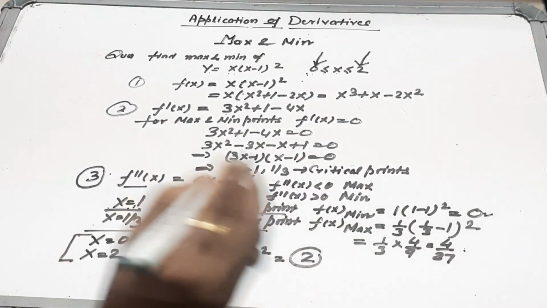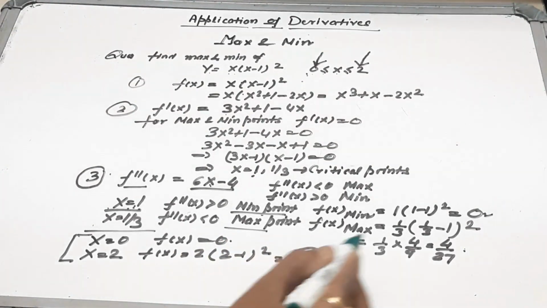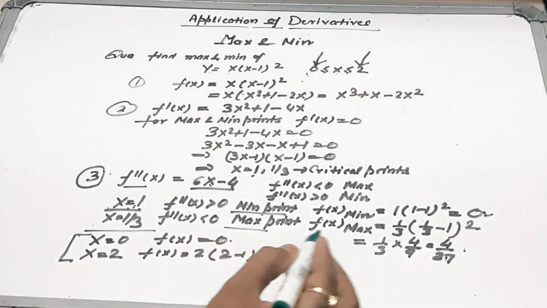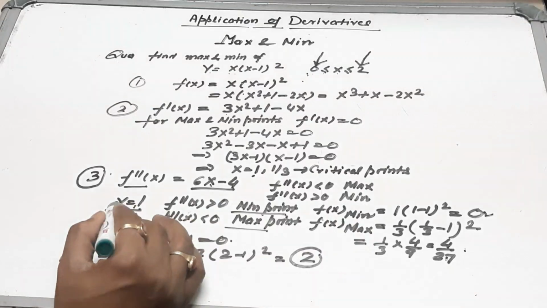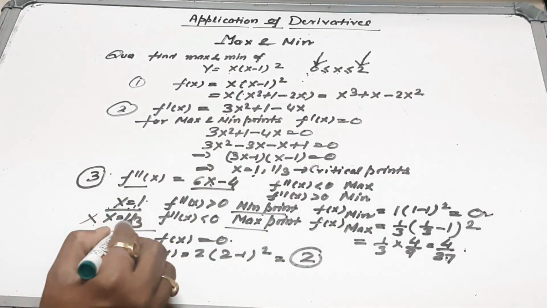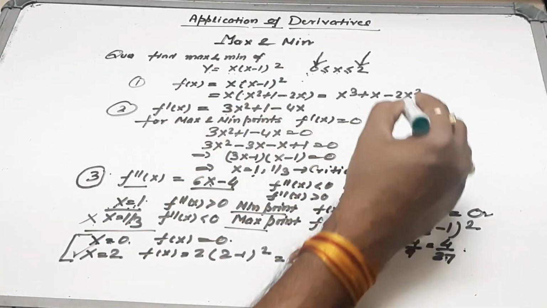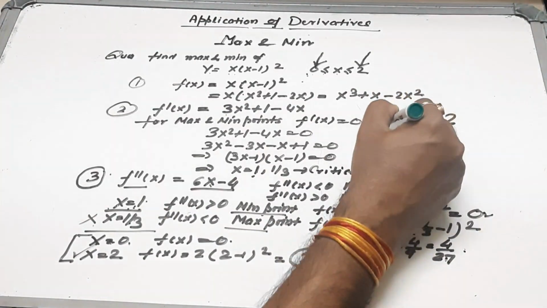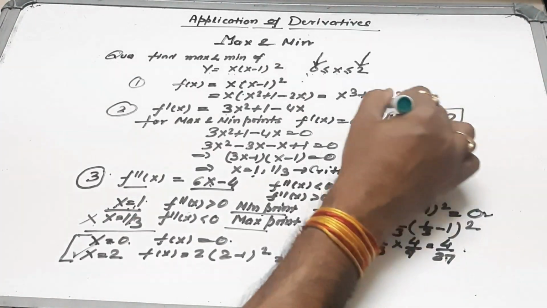So you see there are 4 values corresponding to the critical points: 0, 2, 4 by 27 and 0. So the minimum value it is taking at both points, x equal to 0 and at x equal to 1. And the maximum value the function is not taking at x equal to 1 by 3 but at x equal to 2. So what is the overall maxima? Overall maxima value will be 2 and overall minima will be 0. So this is our answer.